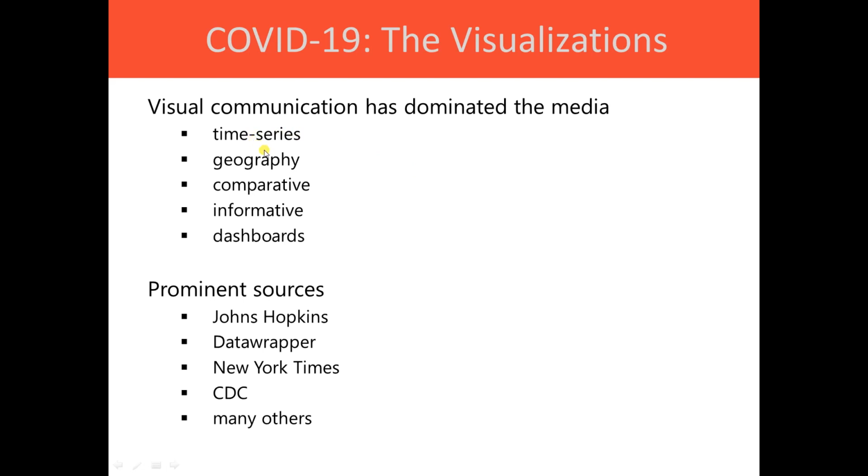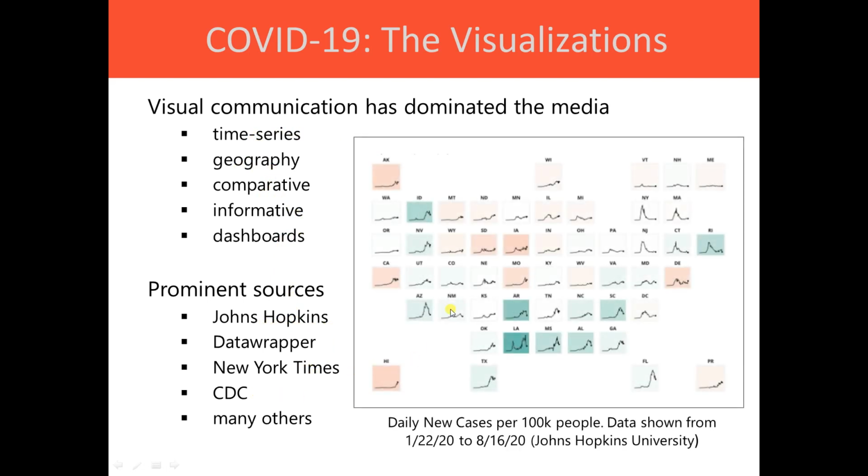So there's time series, geography-based, comparative, informative, and dashboards. Prominent sources were Johns Hopkins and a company named Datawrapper. The New York Times was very prominent, and the CDC, the Centers for Disease Control. Many others came out. And this is one that came from Johns Hopkins University.